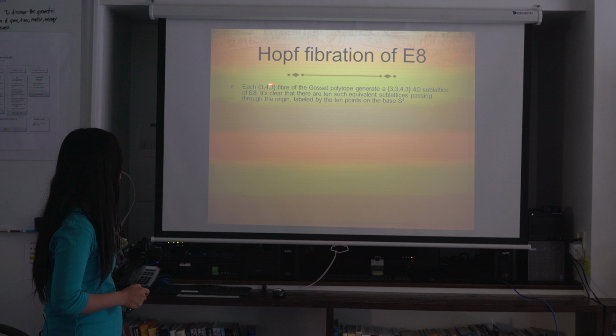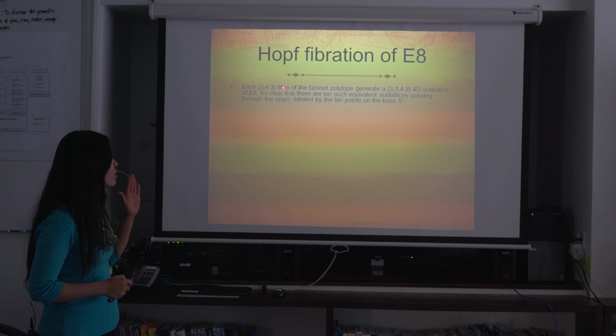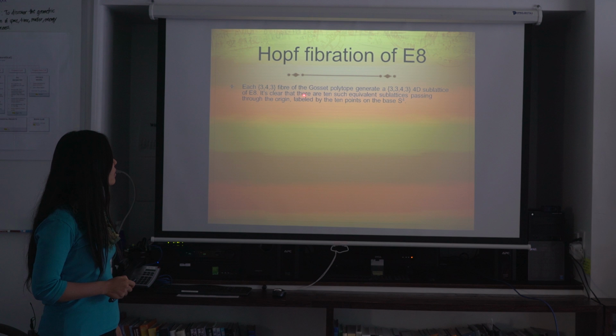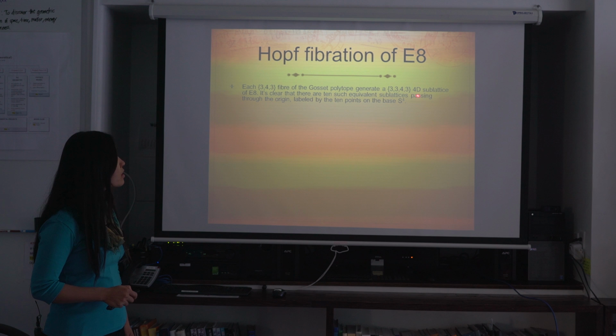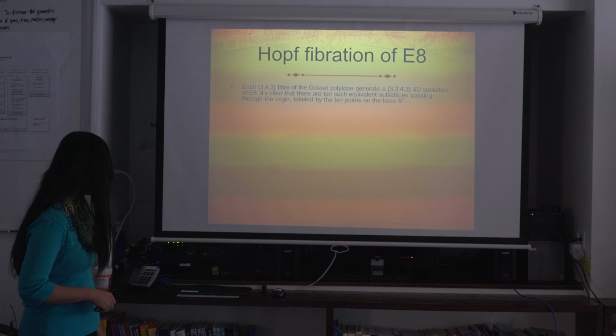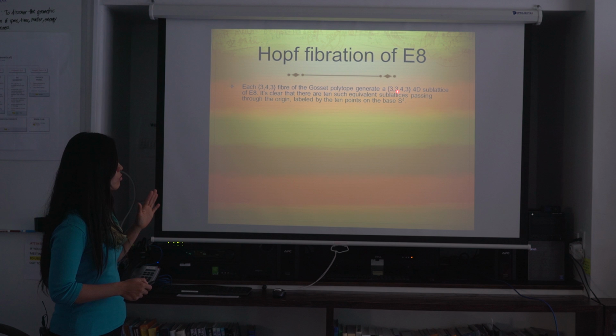Okay, so each fiber, the 3-3-4-3 fiber of the Gaussian polytope, generates a 3-3-4-3 four-dimensional sublattice of E8. So just think of this as a 24 cell, and each 24 cell you can expand into a four-dimensional lattice. It's clear that there are 10 such equivalent sublattices passing through the origin, because there are 10 24 cells, right? So they are labeled by the 10 points in the base S4. Each point corresponds to a 3-3-4-3 four-dimensional lattice.